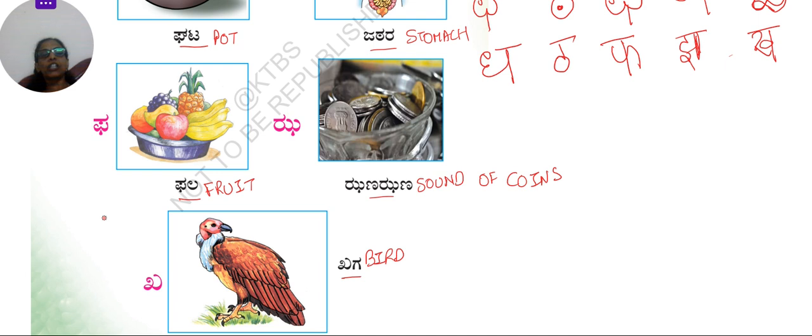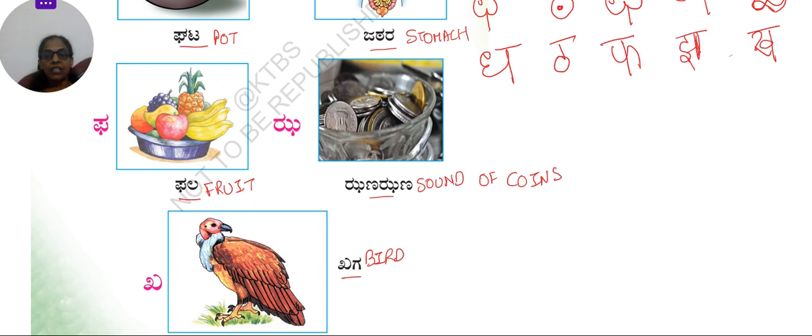Then, jhana jhana. This is the sound, an expression of a sound produced when you shake coins. So jhana jhana is not a meaningful word. It's just an expression of sound. Then, khaga. Khaga means a bird.